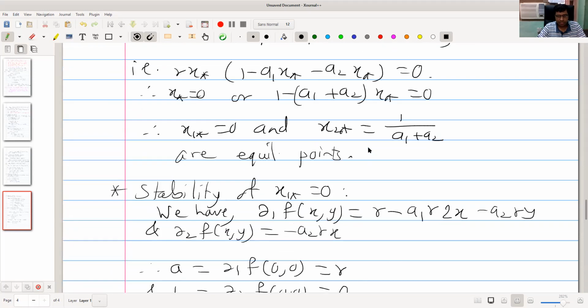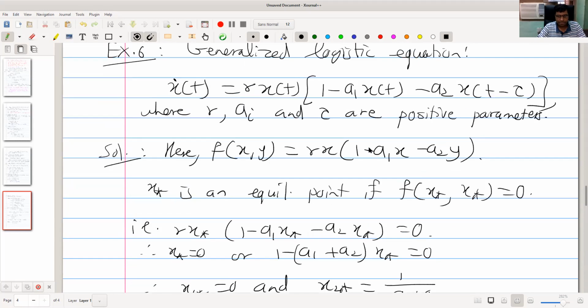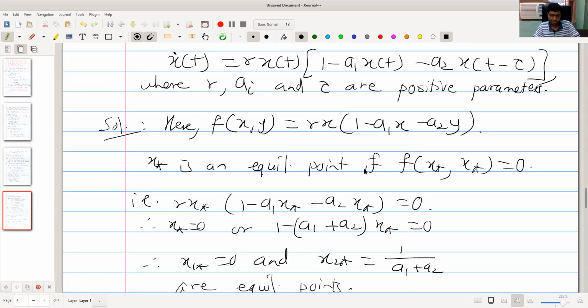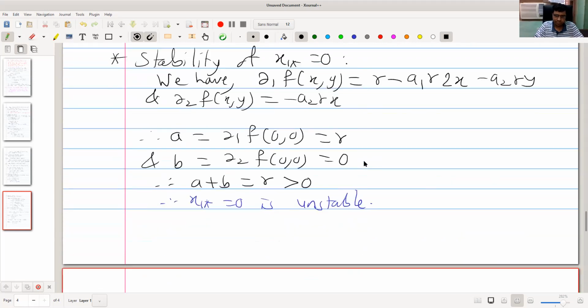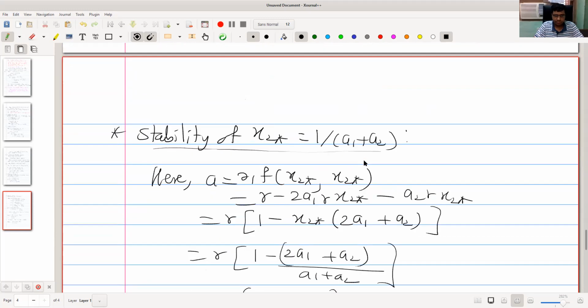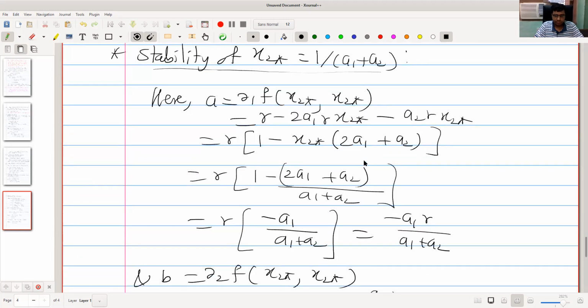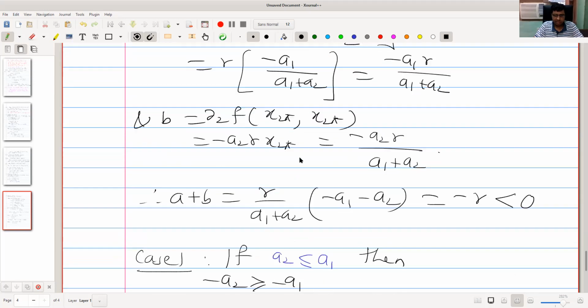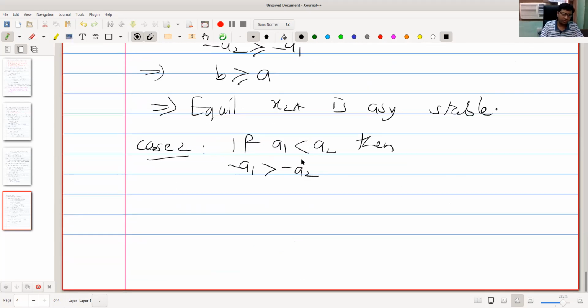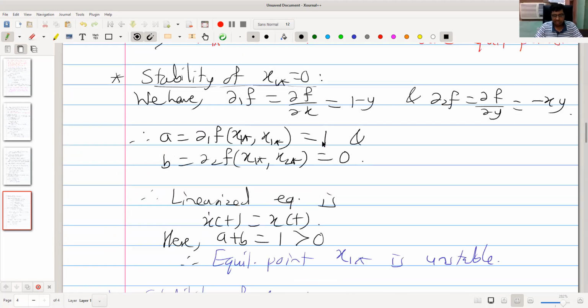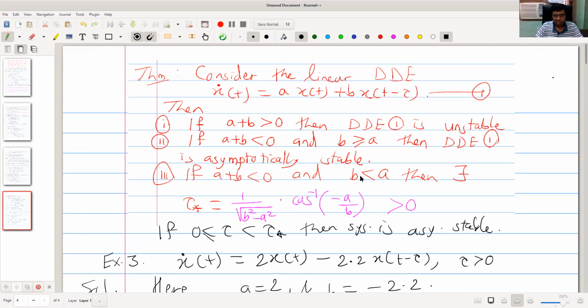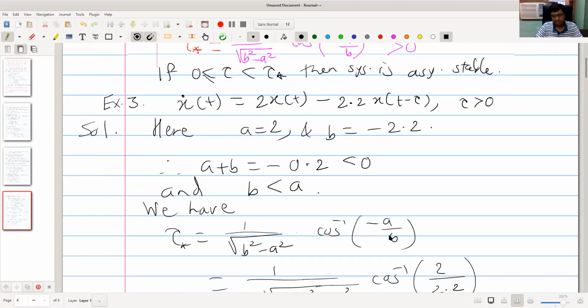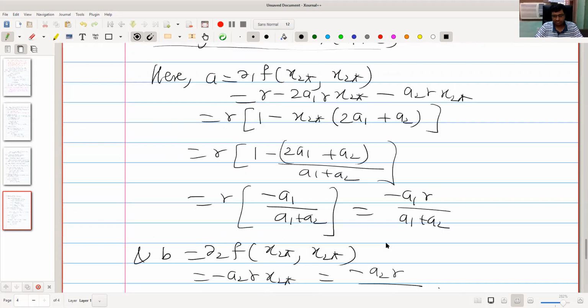a1 means a and a2 means b. So this implies a is greater than b. Our result says that in this case, if a is greater than b, then there exists tau star equal to this, which is the critical value of delay.